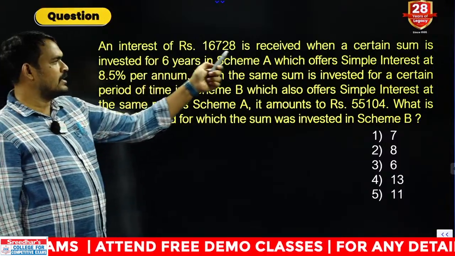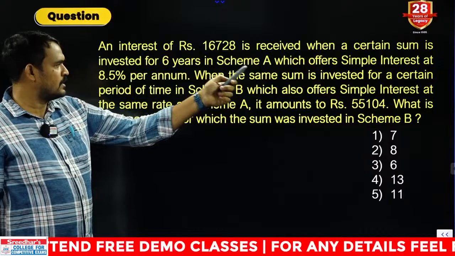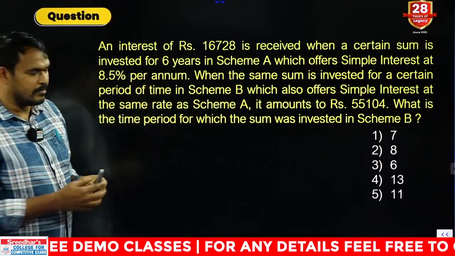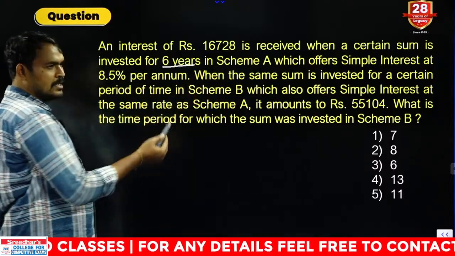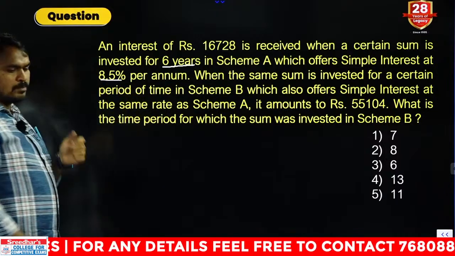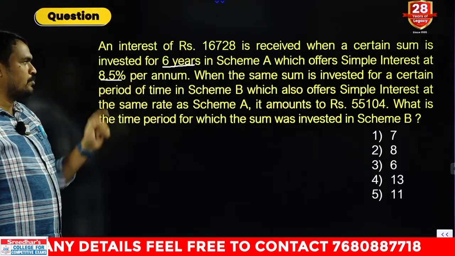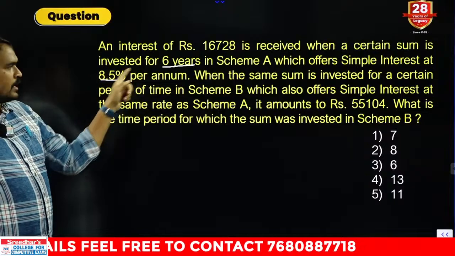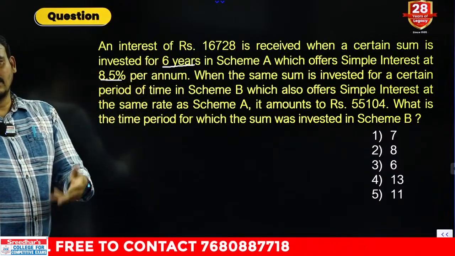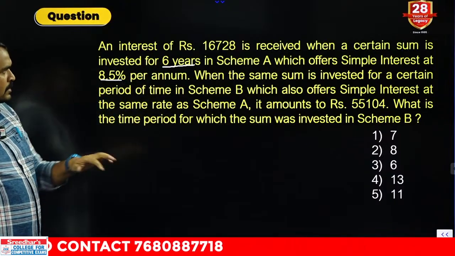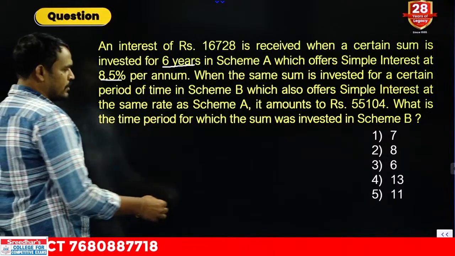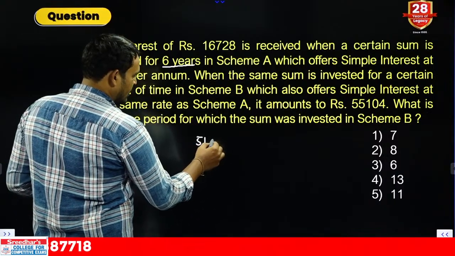Here, for scheme A, the interest is given, the rate of percent is given, and the time period is also given. What is the time period in scheme A? 6 years. What is the rate of percent? 8.5. 6 into 8.5: 6 times 8 is 48, 6 into half is 3, 48 plus 3 means 51%. The interest value is 51%.